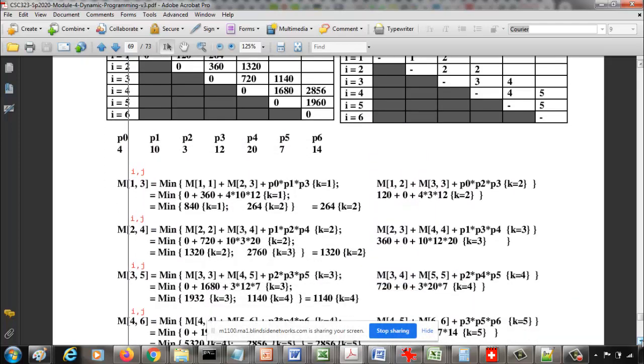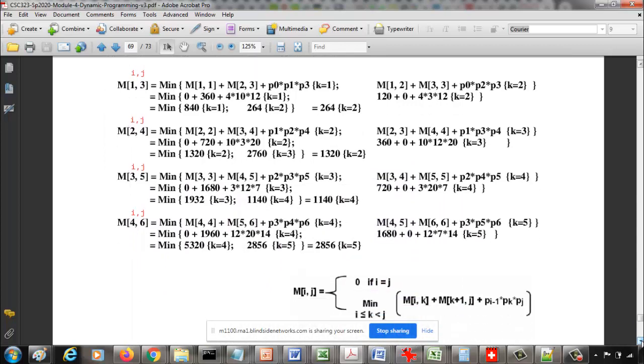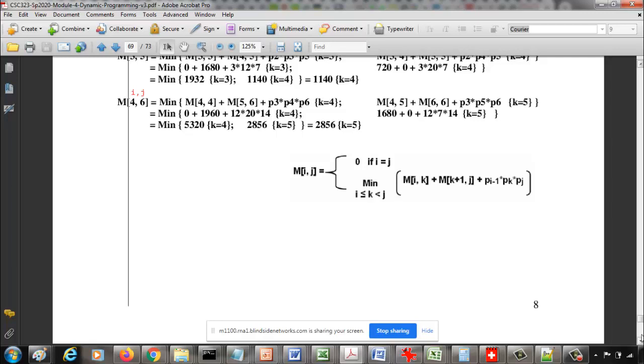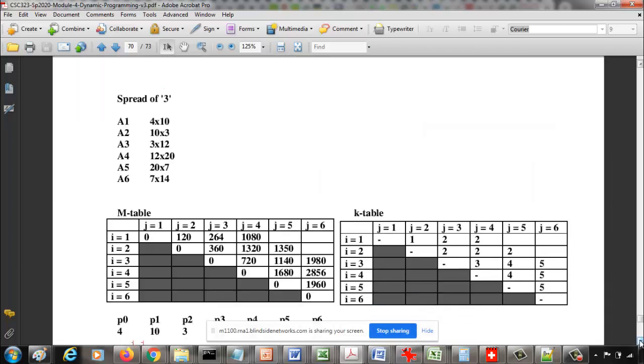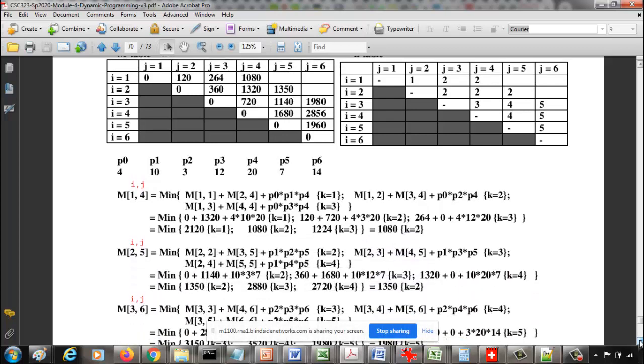Okay. So always write down the recurrence and substitute the different values of k once you fix your i and j. Then a spread of 3 means i and j differ by 3, so you can have 3 different k values. So m of i, j, m of 1, 4: k can be 1, 2 or 3. Accordingly write the recurrence, m of i, k plus m of k plus 1, j, then p i minus 1 times p j times p k. Then in this case you get 1080 for k equals 2.